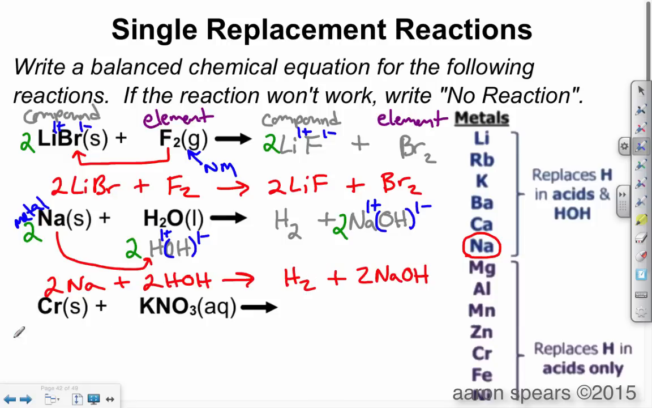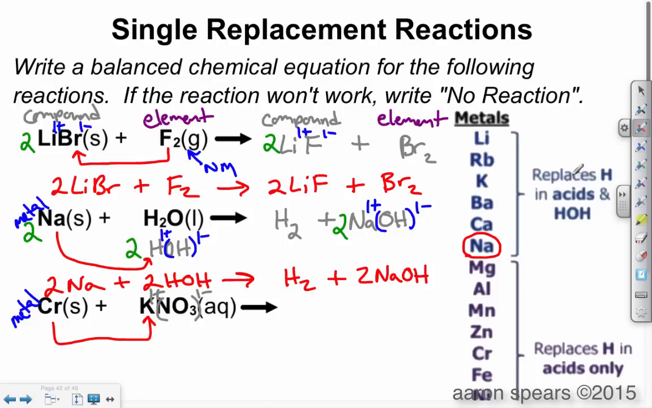molecules. In our final example, we have solid chromium, a metal element, mixing with potassium nitrate, and we want to know if this reaction will work so we can write the balanced chemical equation. We examine the compound potassium nitrate. We notice that potassium has a positive 1 charge and the nitrate has a 1 negative charge. The metal chromium will try to replace the positive potassium in the compound with nitrate.